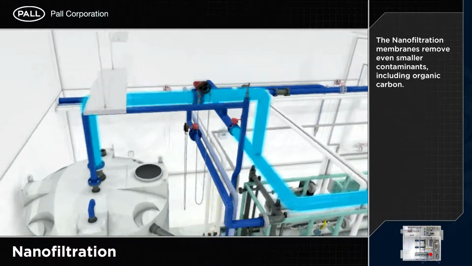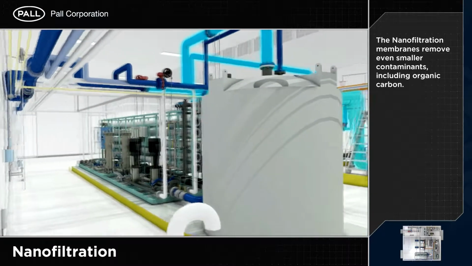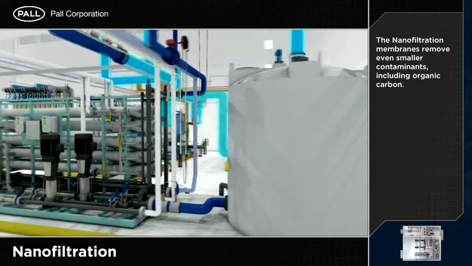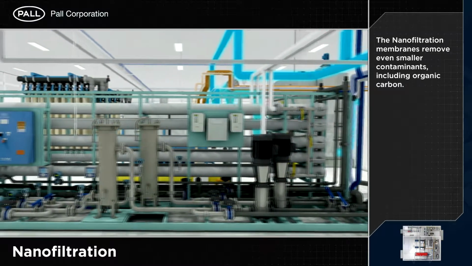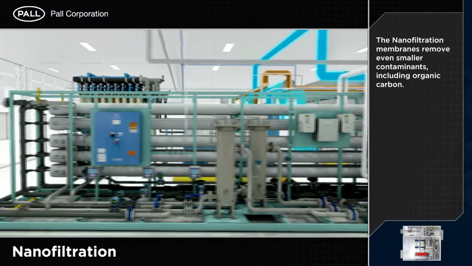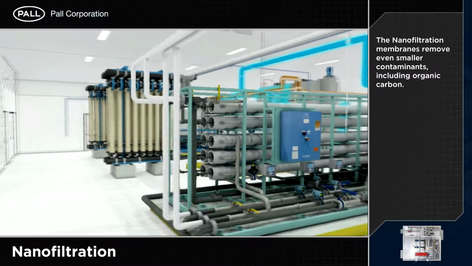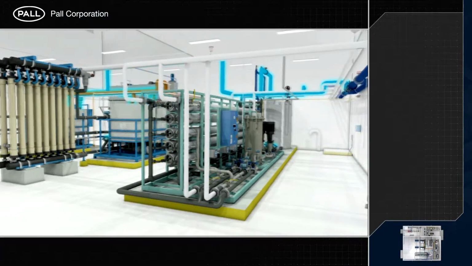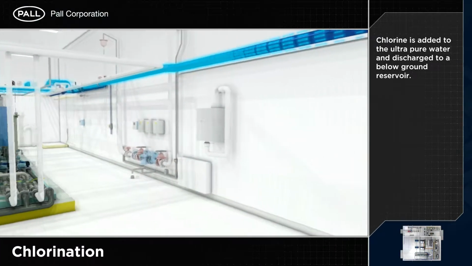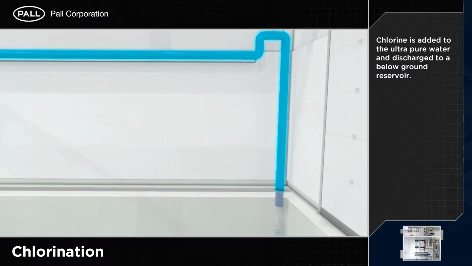The nanofiltration membranes remove even smaller contaminants, including organic carbon. Chlorine is added to the ultra-pure water and discharged into a reservoir below ground.